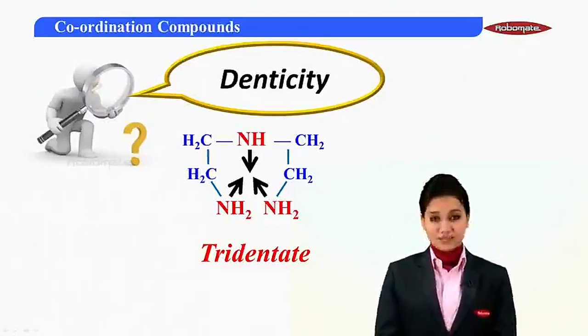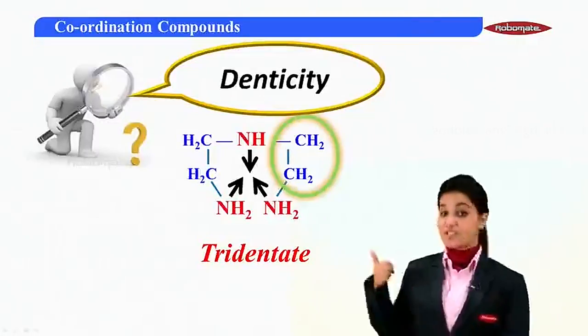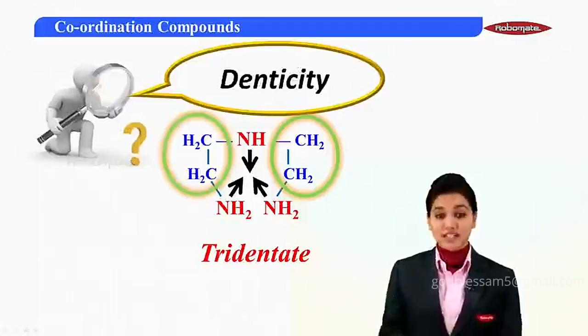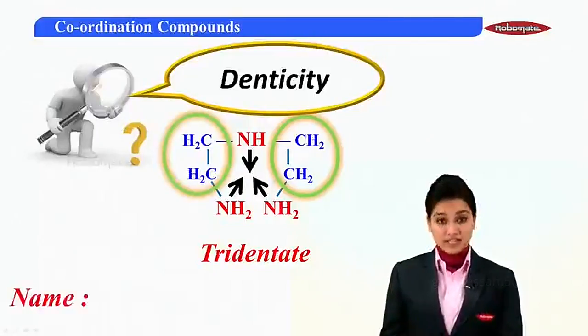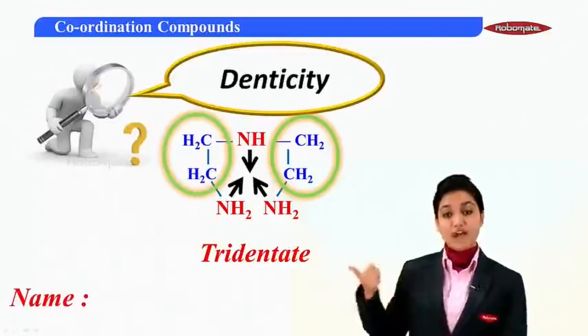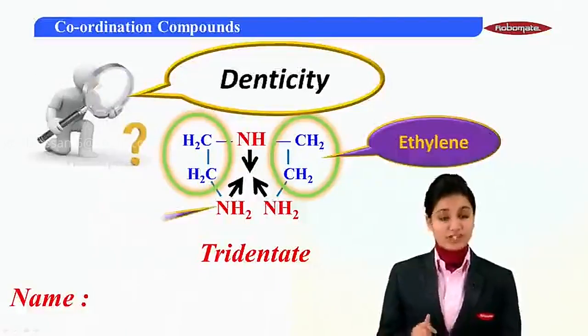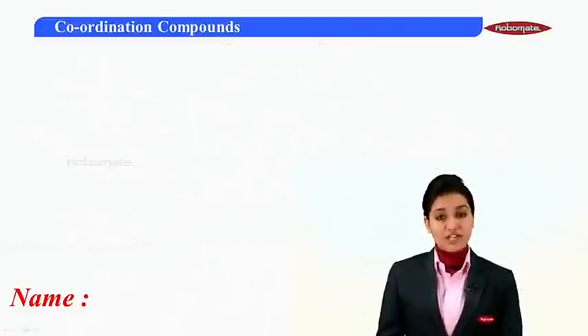Let us try to name this. In this particular ligand, you have CH2, which represents ethylene. We have 2 such, that means it is a diethylene. Now NH2 is called amine. So how many amines do I have? 1, 2 and 3. So the name becomes, for CH2 we write ethylene, and for NH2 we write amine.